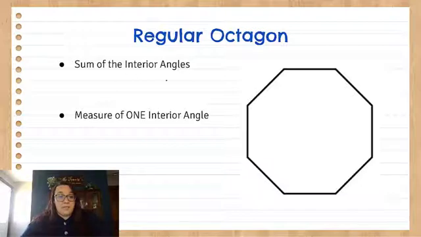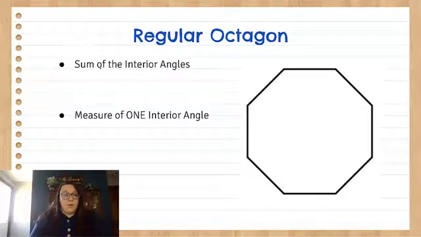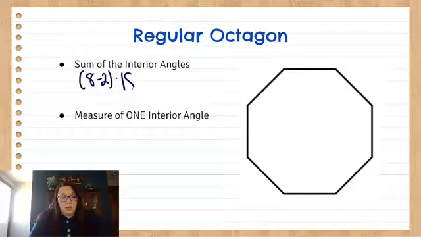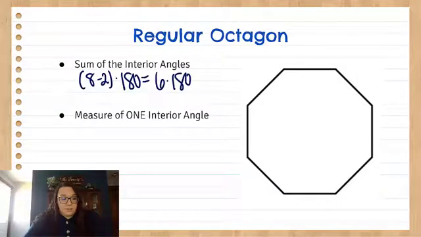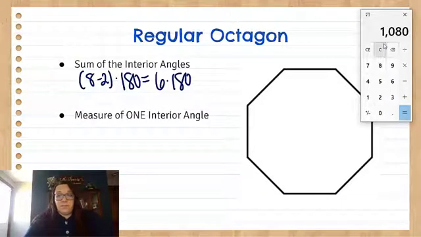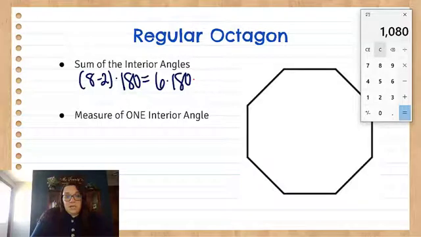I first want to find the sum of the interior angles of an octagon. I know an octagon has 8 sides, so I can do n minus 2, but in this case, n, I should put an 8. So 8 minus 2 times 180, which would be 6 times 180. Let me grab a calculator for that. We've got 6 times 180 is 1,080.